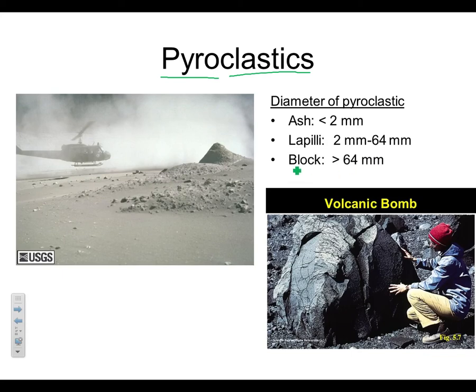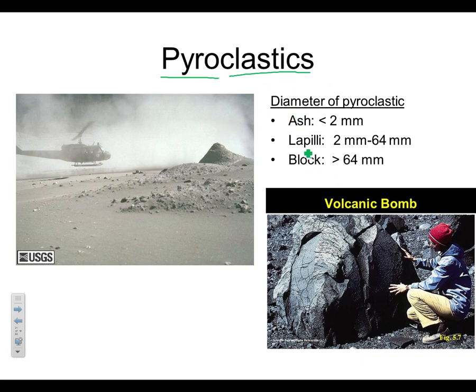Block is the biggest type of tephra. It is greater than 64 millimeters in diameter. So it can range anywhere from that 64 millimeters up to the size of a car, or sometimes even to like kind of the size of a small bus. You might have that big a piece flying out of a really violent eruption. So those are kind of our 3 main types of pyroclastics.